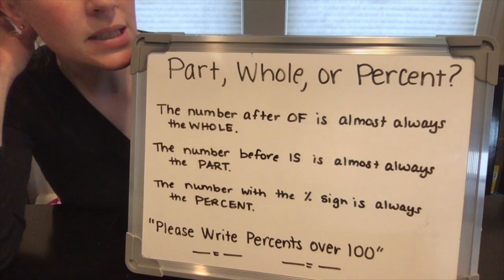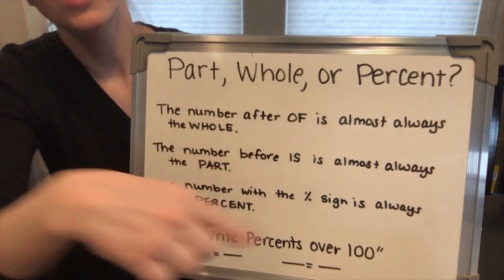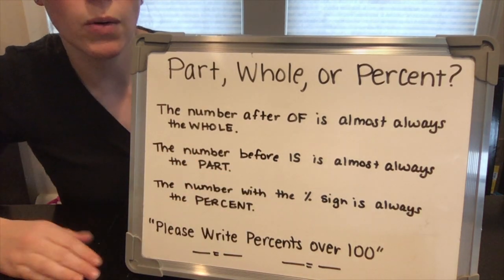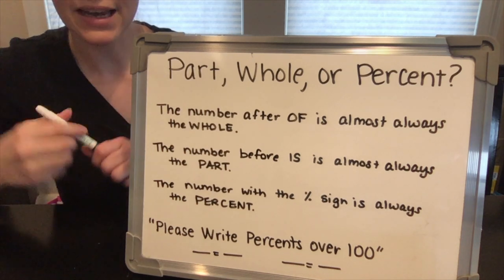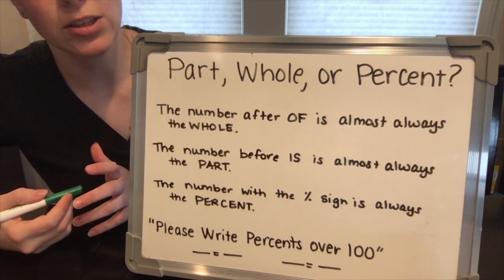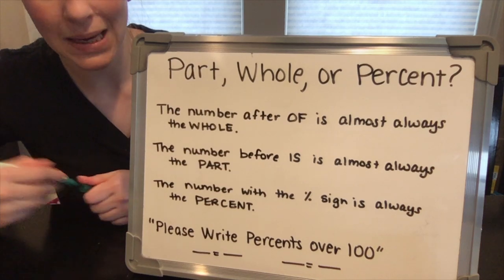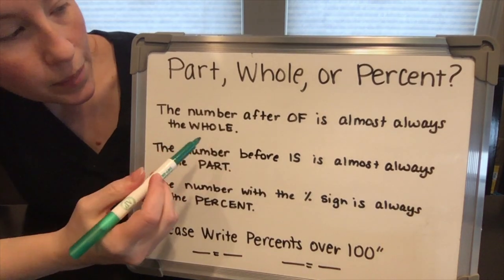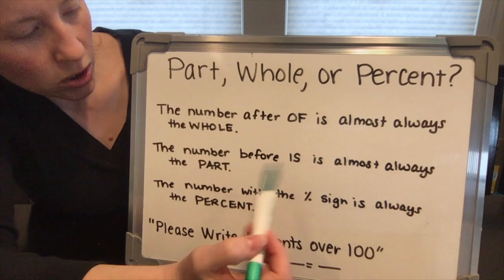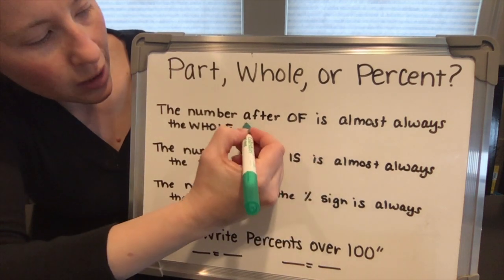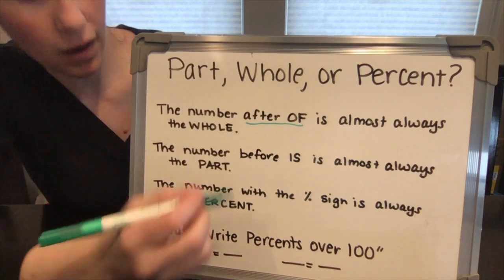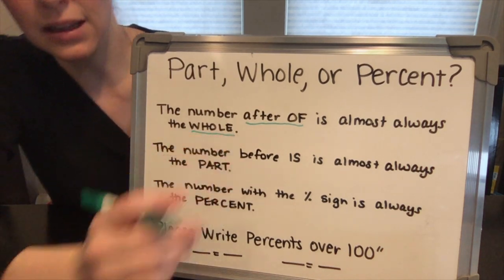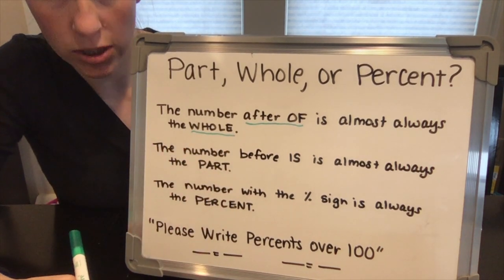And the way that we're going to tell which piece we're solving for is you're always going to have two pieces that you know and one piece that you're solving for. So the first thing that we should do is recognize some key information that might help us decide what piece is missing. It says the number after of is almost always the whole. And so I'm just going to underline those key pieces. If it comes after the word of, it is most likely the whole or the large number.